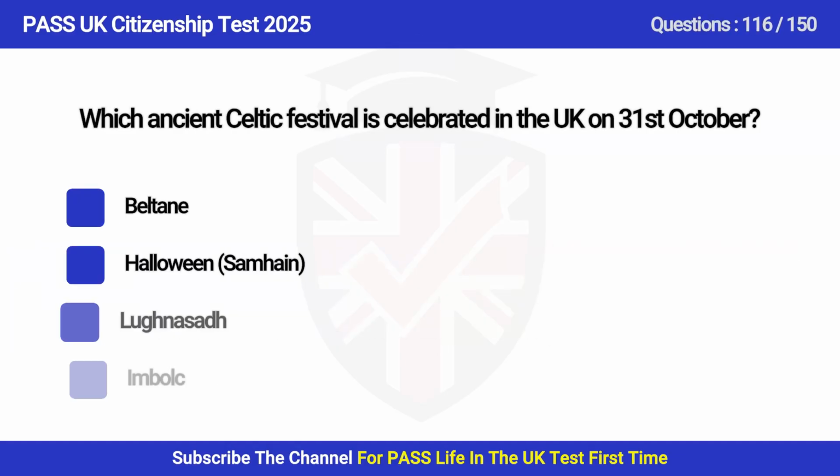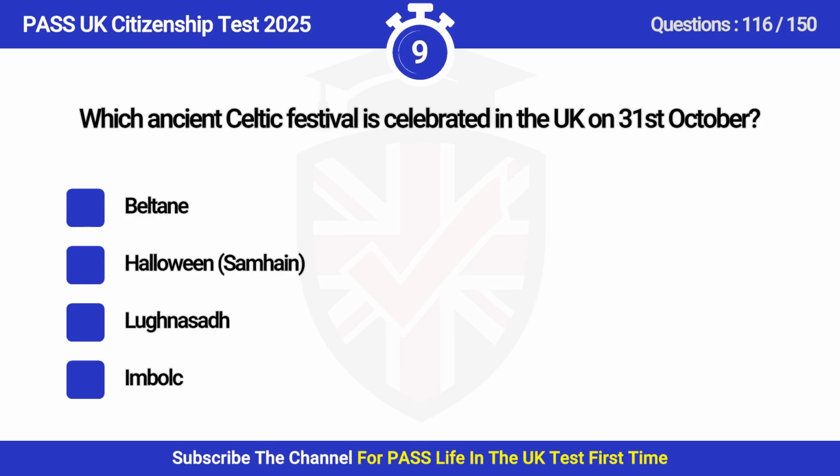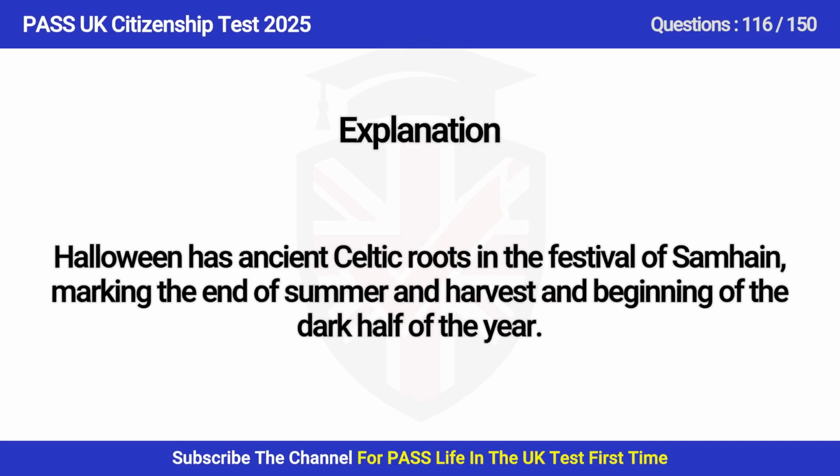Question 116. Which ancient Celtic festival is celebrated on October 31st? A. Beltane, B. Halloween, Samhain, C. D. Answer is B. Halloween, Samhain. Halloween has ancient Celtic roots in the festival of Samhain, marking the end of summer and harvest and the beginning of the dark half of the year.